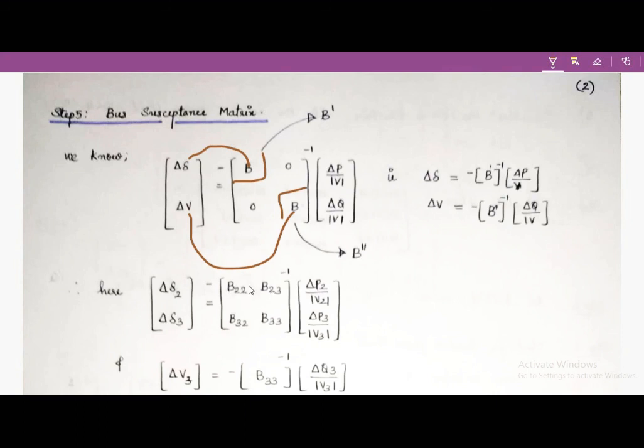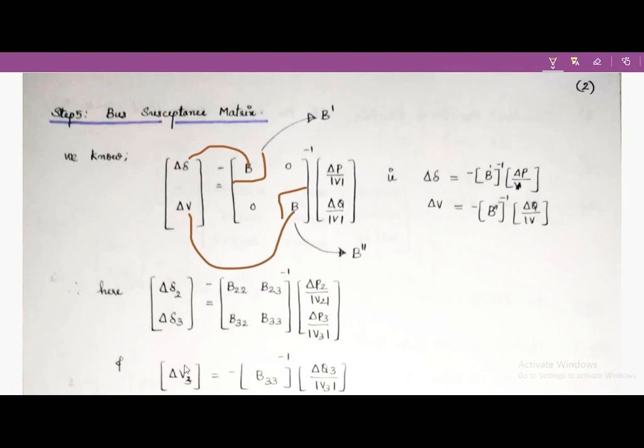And this element will be corresponding to this and this. Just like matrix multiplication, this is 2 and this is 3, so it will be B23. And this element will be corresponding to, you can say, delta 3 and P2, so it would be B32. This element will be corresponding to this delta 3 and P3, so it would be B33. So this is the matrix B dash. Okay. So this is the matrix.